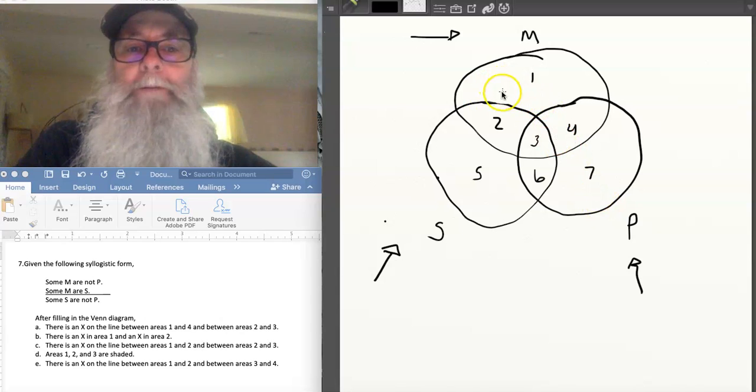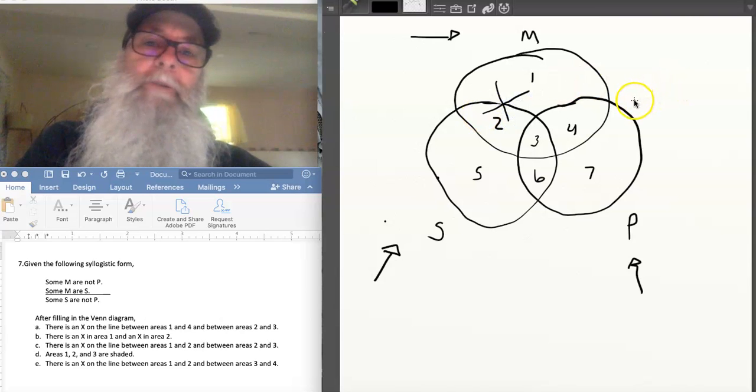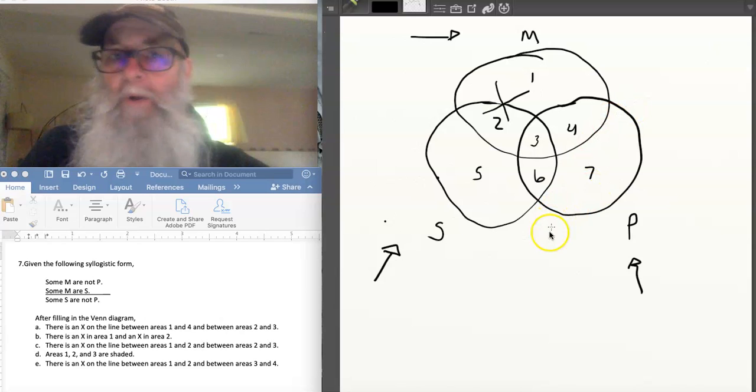And I don't know whether to put it in 1 or 2. So anytime I have a choice between two areas and I don't have a reason for picking one area over the other, I'm going to put that X right on the line. Okay, so I've made my X for the first premise.